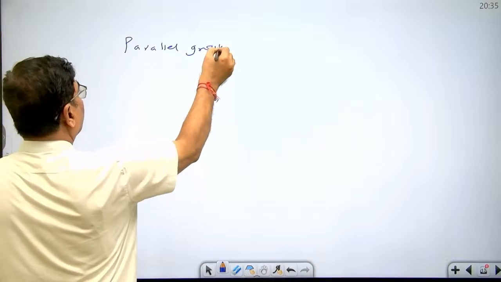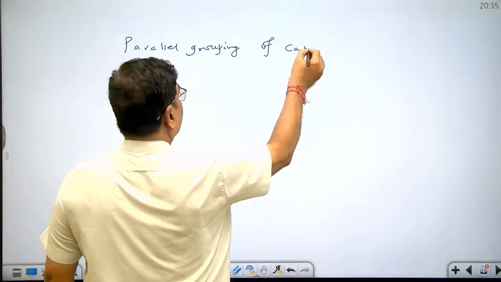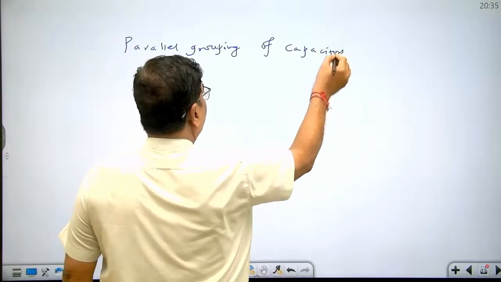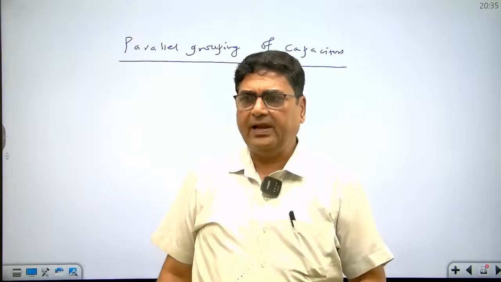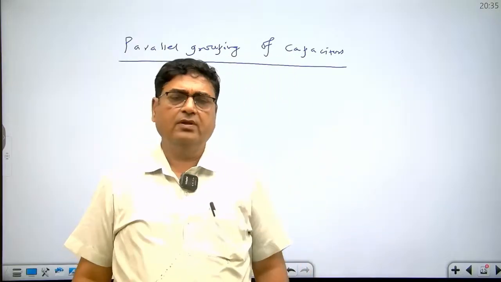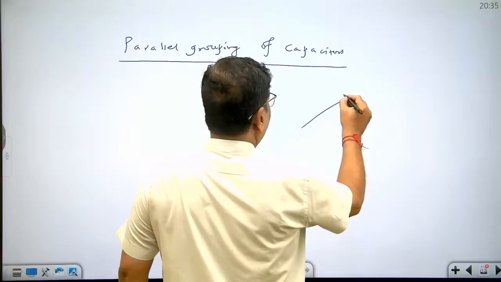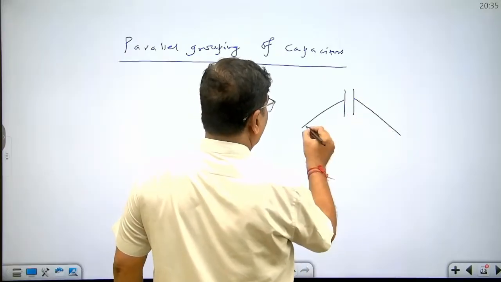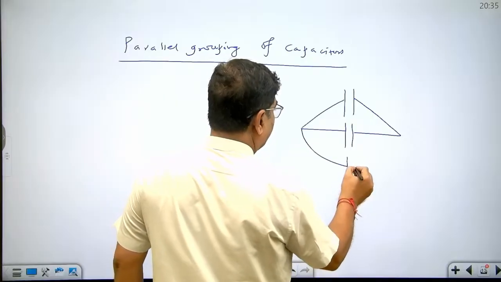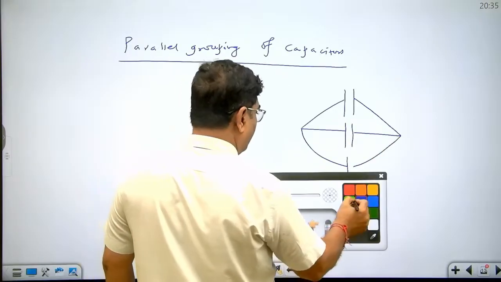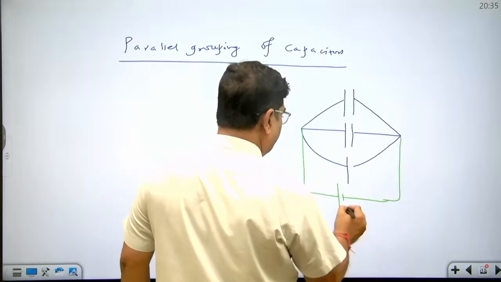Parallel grouping of capacitors. The important property in parallel grouping is what? The potential difference across the plates of the capacitors remains the same. Okay. Here three capacitors have been shown in parallel connection, across which a battery having potential difference V volt is connected.